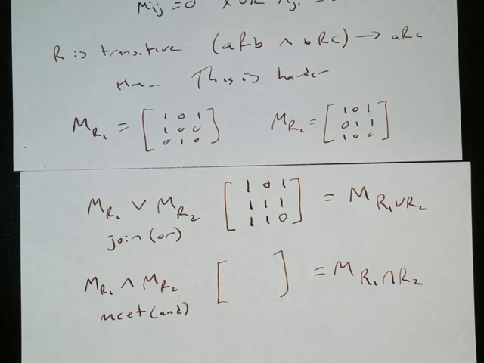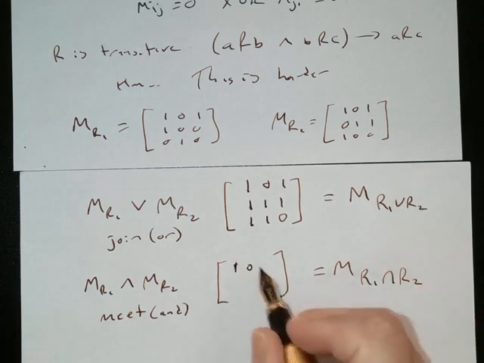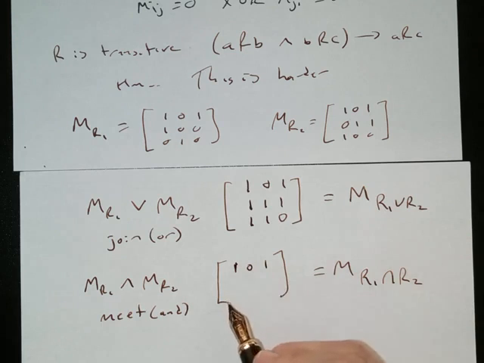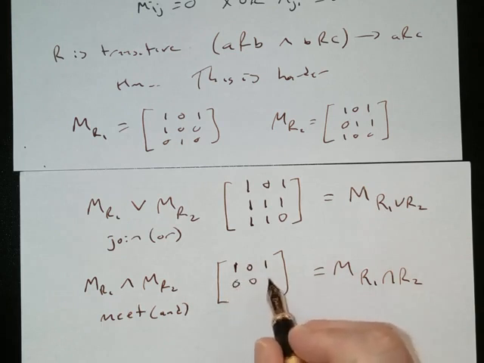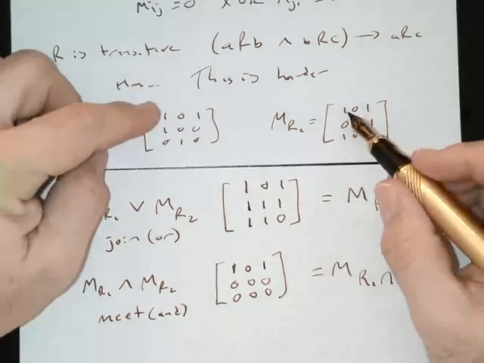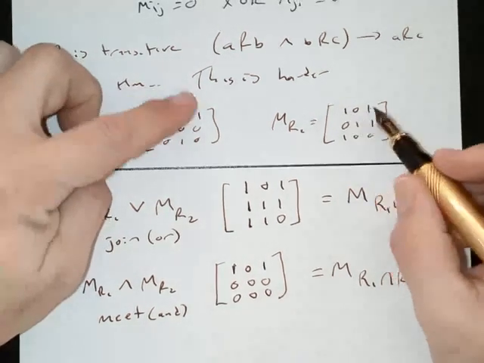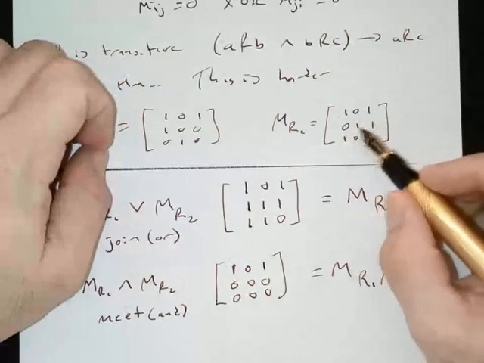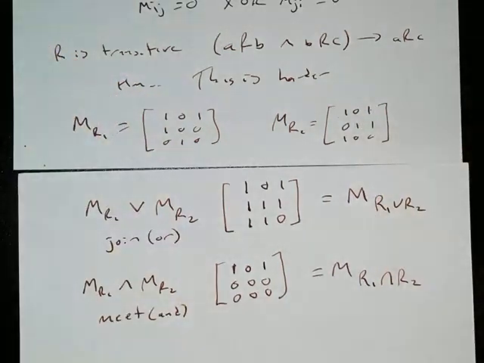Read it to me going across the top, left to right, top to bottom. 0, 1, 0, 0, 0, 0, 0, 0. The only time I get a 1 is when they're both ones. Everything else, at least one of the two is a 0. Okay.